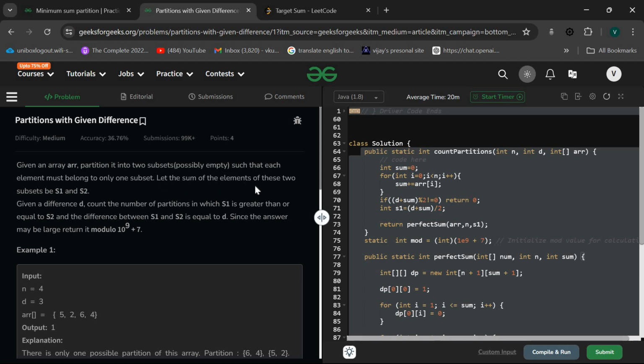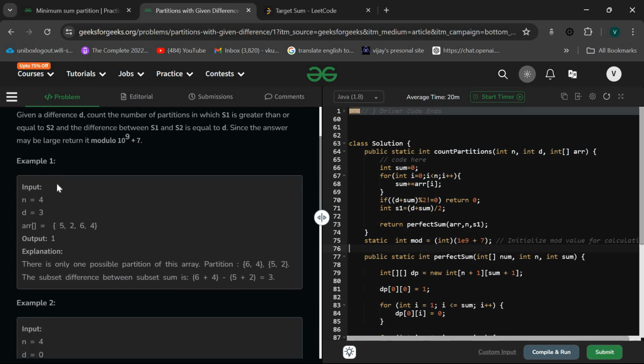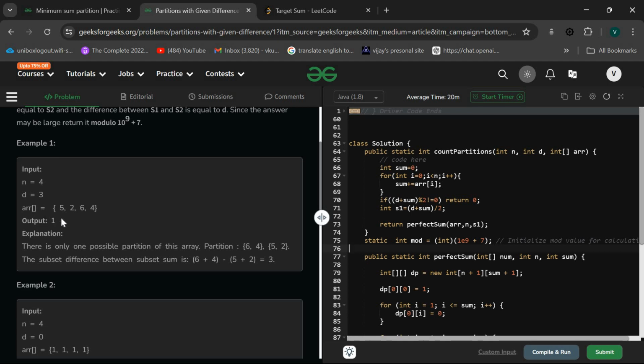Let the sum of the elements of these two subsets be S1 and S2, given a difference D. Count the number of partitions in which S1 is greater than or equal to S2, and the difference between S1 and S2 is equal to D. Since the answer can be large, return it modulo. So what is the question? For example, n is 4 and D equals 3.